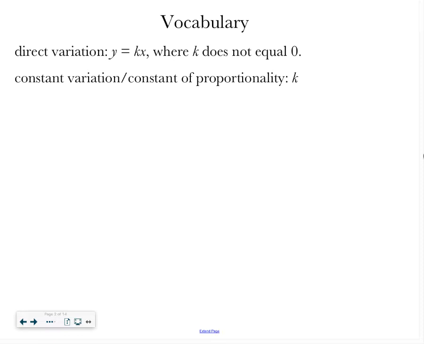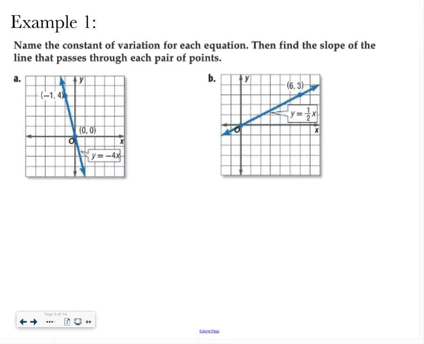So first of all, something that you need to know is the direct variation equation, which is represented by y equals kx, where k does not equal 0. And then the constant variation, also known as the constant of proportionality. You'll hear me refer to it as the constant variation more often than the other one, but that is represented using k. Oh, and one last important thing that I forgot to say about direct variation: k will never equal 0 in a direct variation equation. So let's look at our first example.